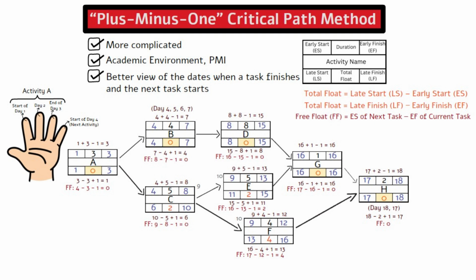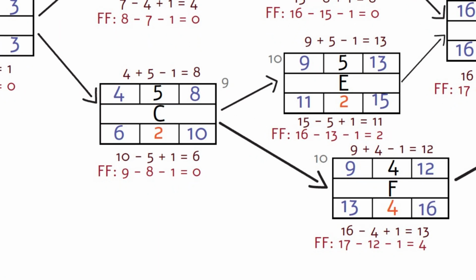Here is another question. Let's go back and take a look at activities C and E, which both have 2 total float. Does this mean we can slack off 2 days or 4 days in total without impacting the project timeline? If you want, pause the video here and think about it.